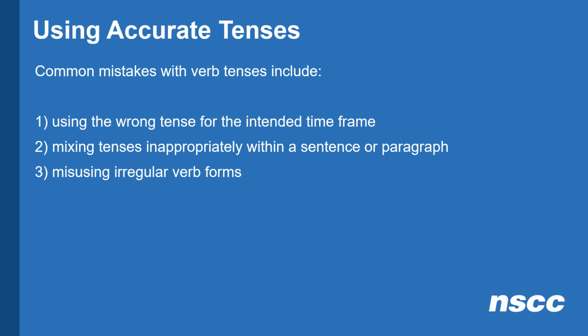Example: incorrect. On my 16th birthday, my parents had a big party for me. They invite all of my family and friends. The correct way to say this would be to use past tenses for both verbs. On my 16th birthday, my parents had a big party for me. They invited all of my family and friends.